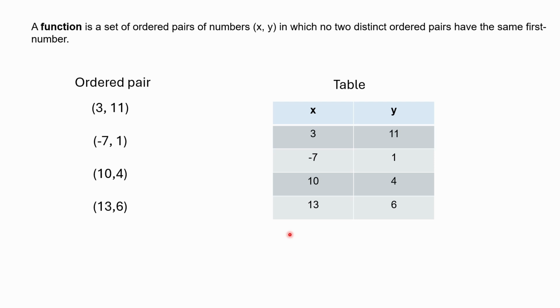To better understand this, we can also write it in many ways. For example, we can write it in ordered pairs. The first example, we can write this as (3, 11), (-7, 1), (10, 4), (13, 6), where the first number is the input and the second number is the output. Also, we can write this in table form. So these are the x values or the first numbers. x is also the first number or the input, and y's are just the second number or the output.